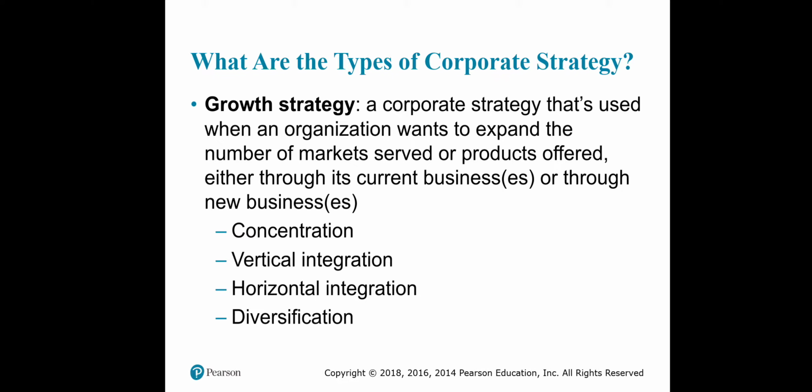In horizontal integration, a company grows by combining with competitors. Finally, an organization can grow through diversification, either related or unrelated. Related diversification happens when a company combines with other companies in different but related industries. Unrelated diversification is when a company combines with firms in different and unrelated industries.